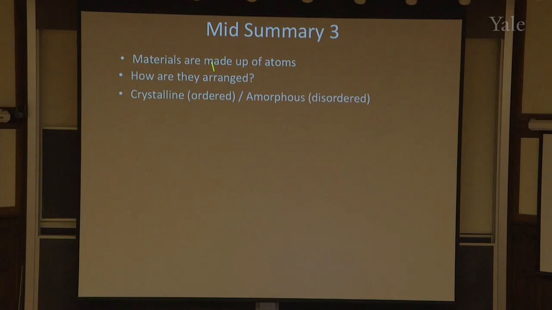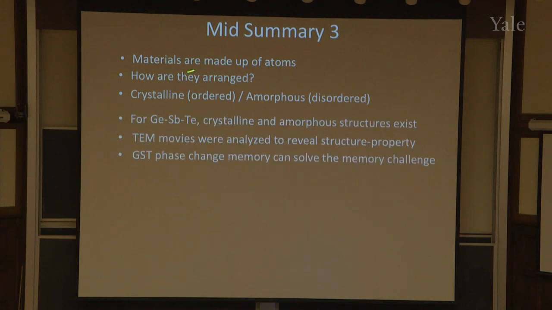Summary, the last summary, this is the first summary, right? Materials are made up of atoms. We have to know how they're arranged. The two extreme cases are when they're crystalline and when they're amorphous. The first example I showed you was that we applied this to a memory technology called germanium antimony telluride phase change memory. This material has both crystalline and amorphous structures. If it's crystalline, the resistance was low. If it was amorphous, the resistance was high. And we watched TEM movies to realize that a void can form, but also how to heal that void.